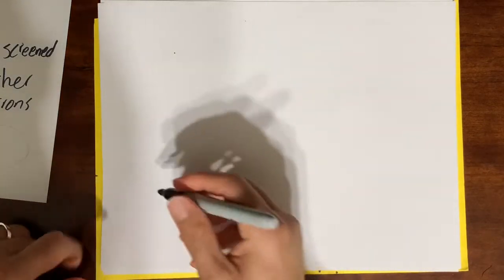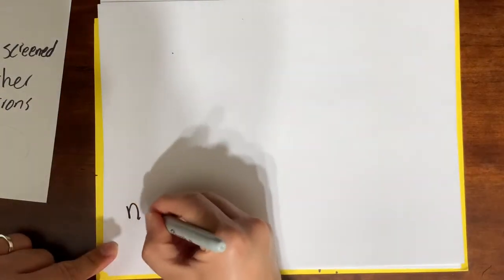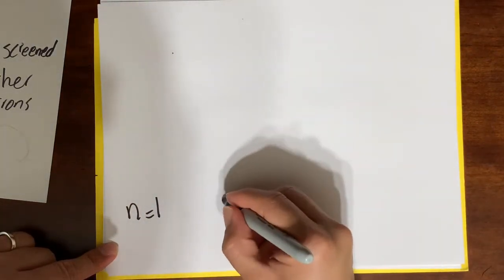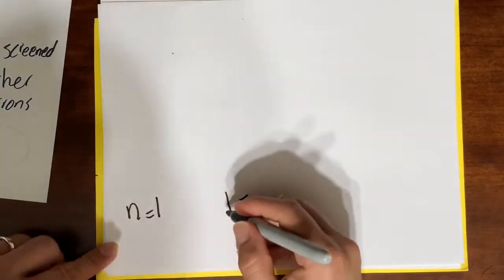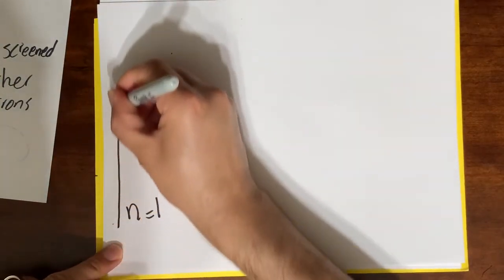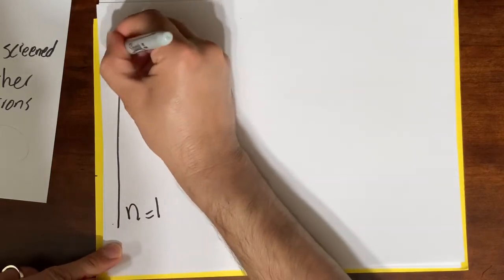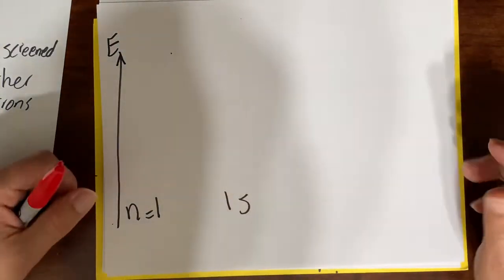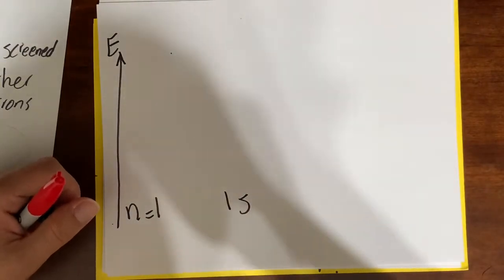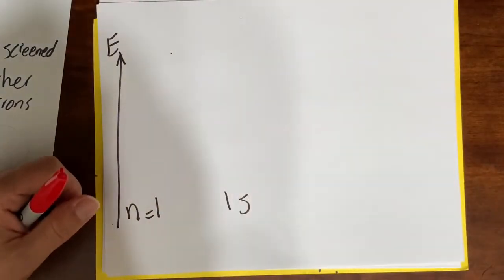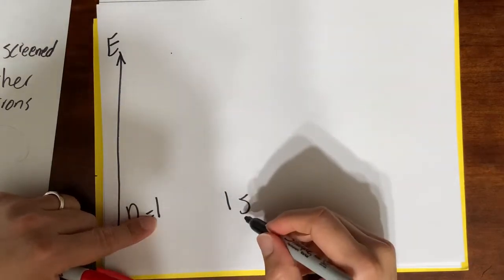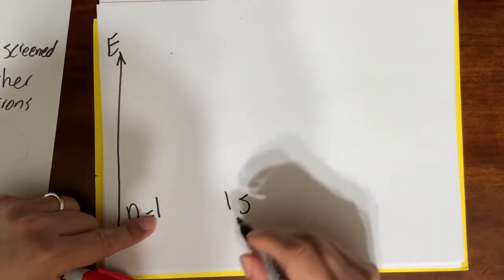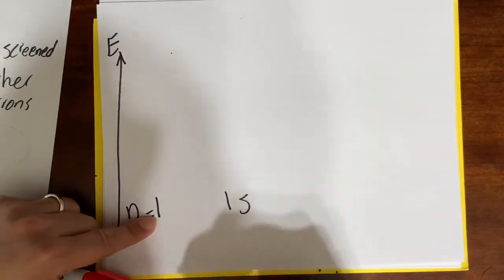We start with n equal 1. We have only one orbital, and that orbital is 1s. And we know as we go up, energy is increasing. So you want to choose the orbital that has the lowest n. That means 1s always is going to have the lowest energy.